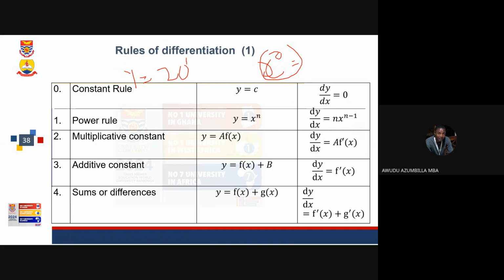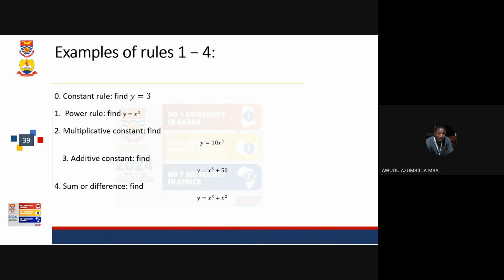So this is the simplification of all the rules, and we are going to apply them here soon. The constant rule, the power rule, which is the basis of everything. We have the multiplicative rule. That is when a function is multiplying by a constant, how do you differentiate it? When we are adding numbers, a constant plus functions, how do we differentiate? When you are subtracting them, how do you also differentiate? So we are going to apply them and the rules are there. So let's look at how we are going to apply each of them.